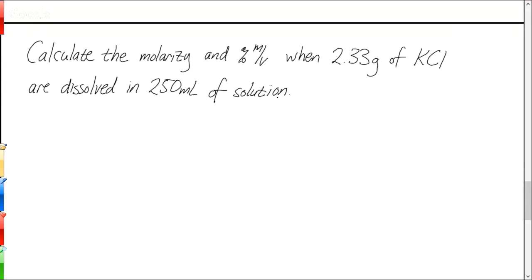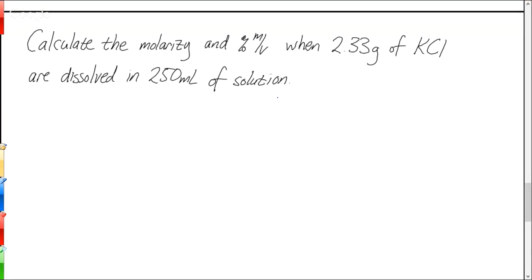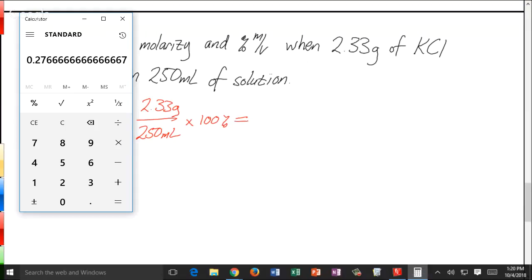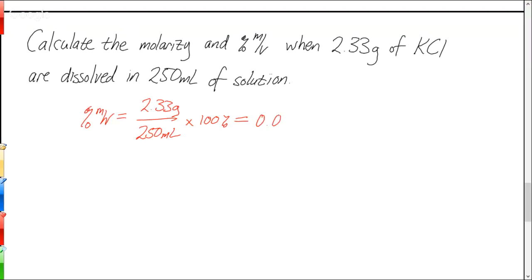So let's do the mass by volume first because it's a little easier because we already have the units, grams and milliliters. Percent mass by volume is always going to be just the grams divided by the milliliters, turned into a percentage. So 2.33 divided by 250 is 0.00932, which is 0.932%. And make sure when you report that you're always reporting it with the full units.